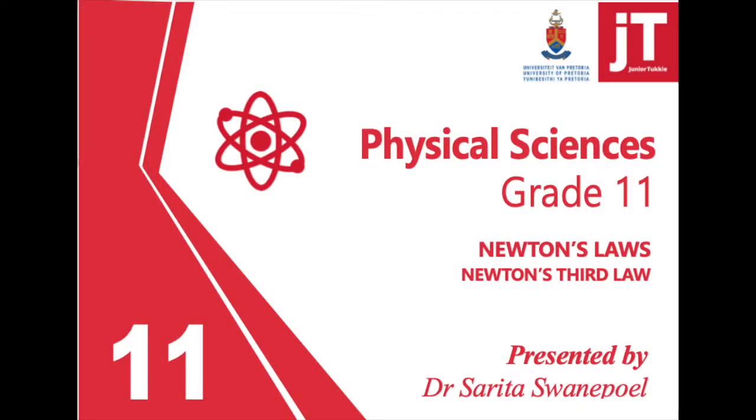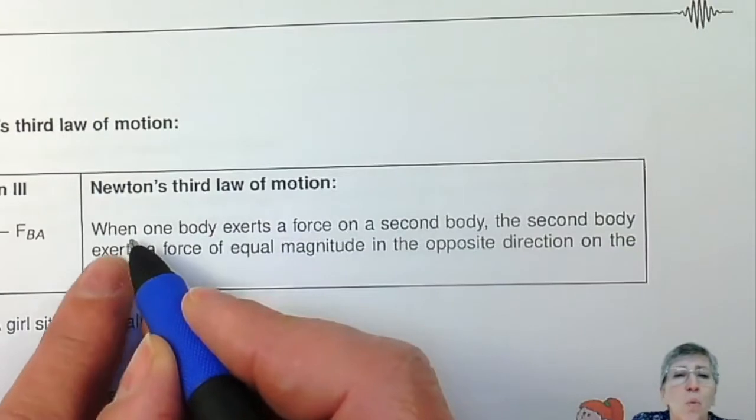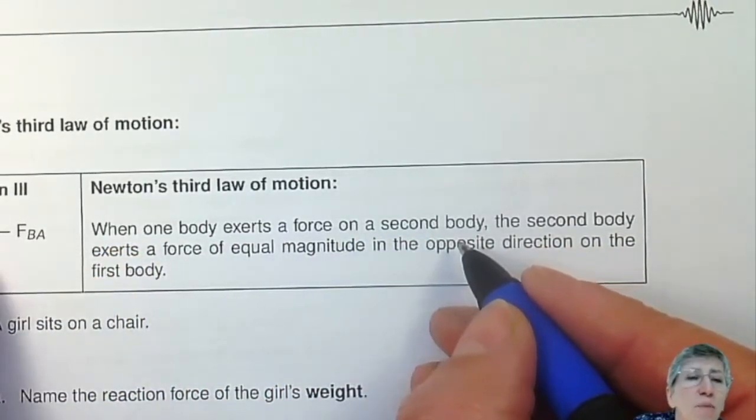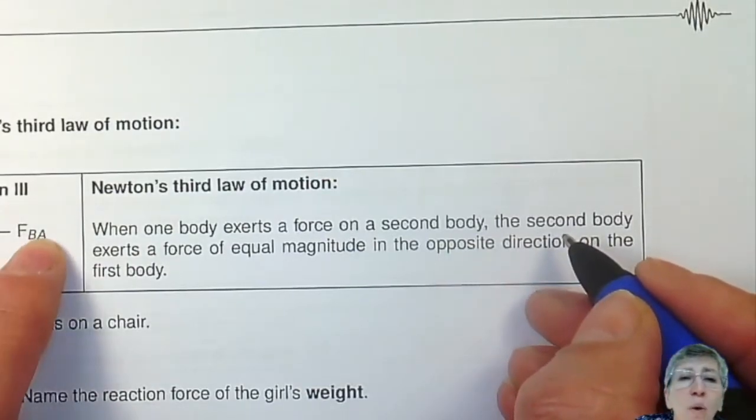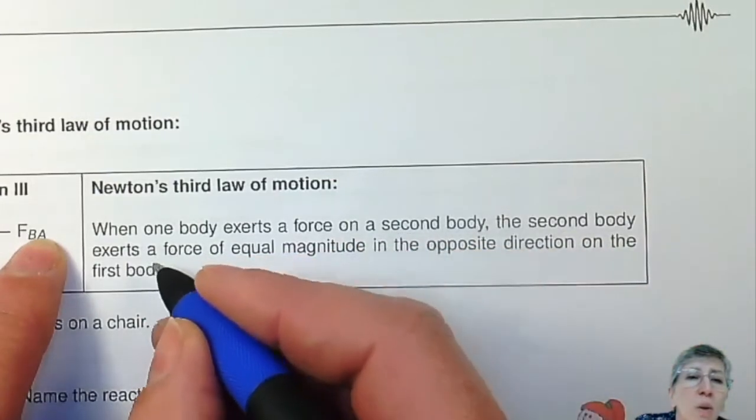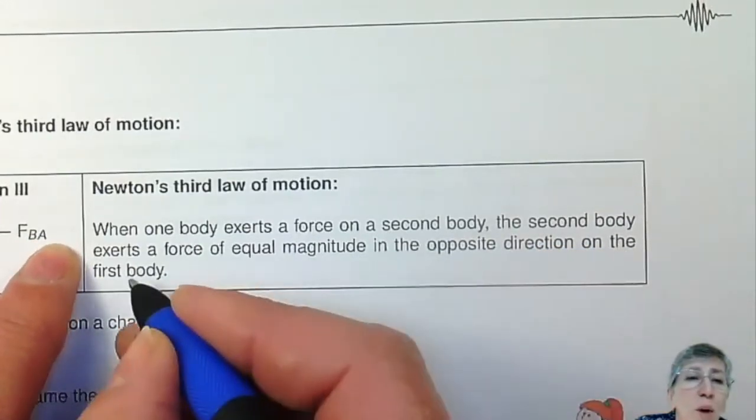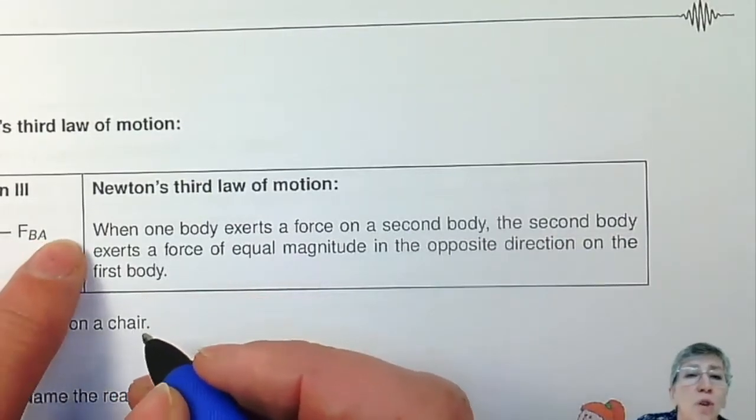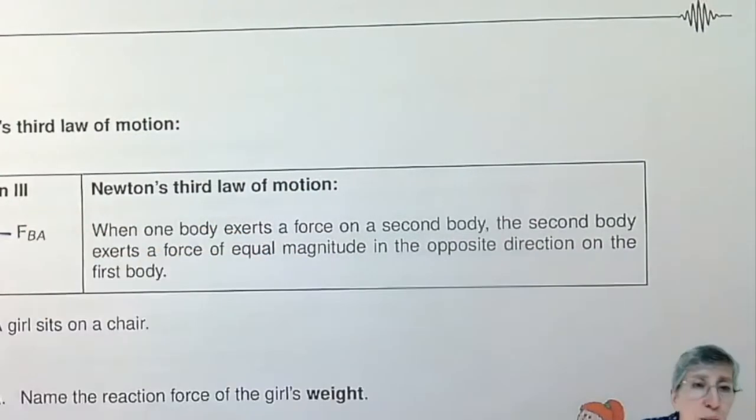We're now going to look at Newton's third law, and the third law is a lot different from the other two. Now, when you look at Newton's third law, it says when one body exerts a force on a second body, so say for instance you've got an object A exerting a force on B, then the second body B will exert a force equal in magnitude in the opposite direction on the first body. So if A is exerting a force on B, B will be exerting a force on A that will have equal magnitude but be in the opposite direction.